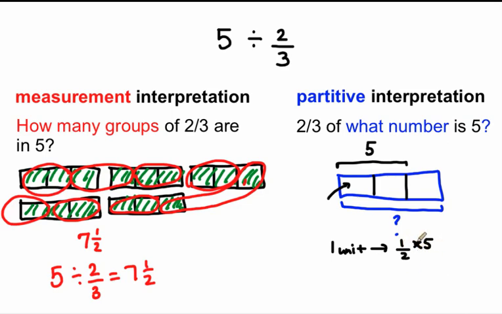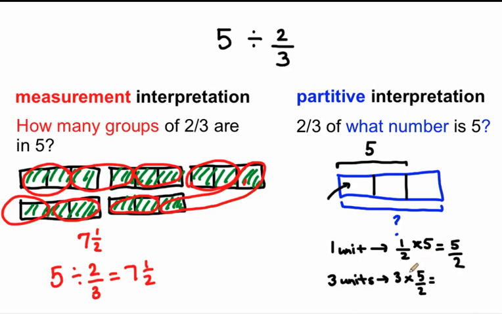So 1/2 times 5 would be 1 times 5 and then divided by 2. So 1 times 5 is 5, and then 5 divided by 2 is 5/2. So one of these smaller units would be 5/2, but I don't want to find one unit. I want to find all 3 units, because that's what my question mark's asking me to find. So I'm going to take 3 copies of, and copies of is just multiplication, 3 copies of 5/2.